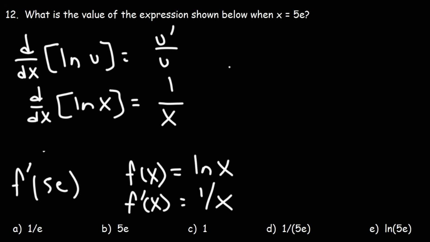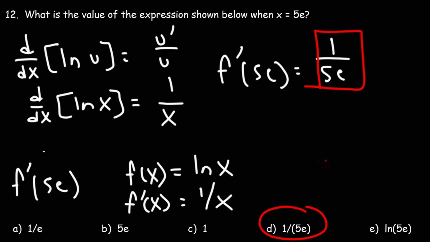Now, if f prime of x is 1 over x, we need to find f prime of 5e. So that's going to be 1 over 5e. And that is the answer for number 12, which corresponds to answer choice D.